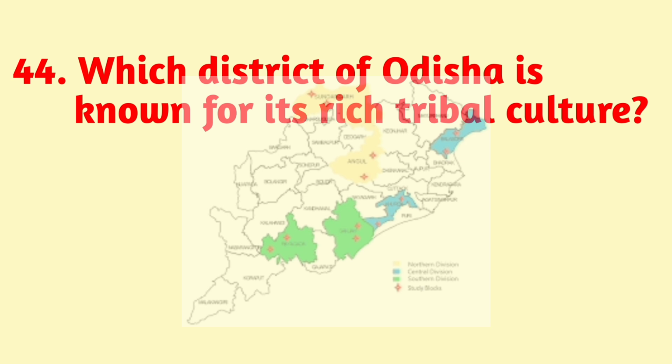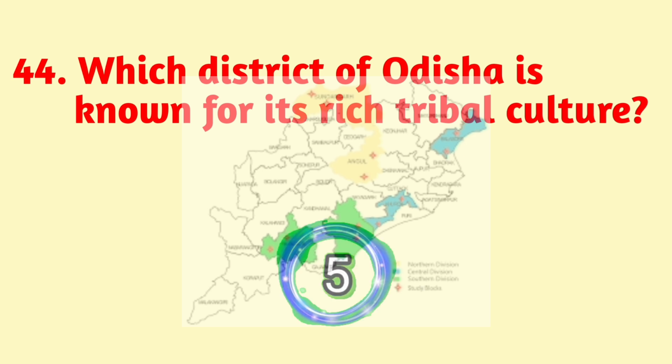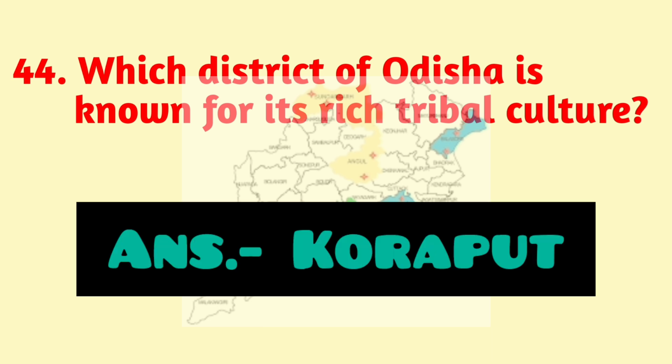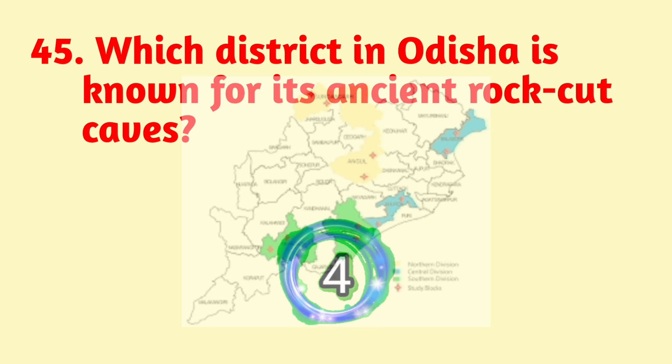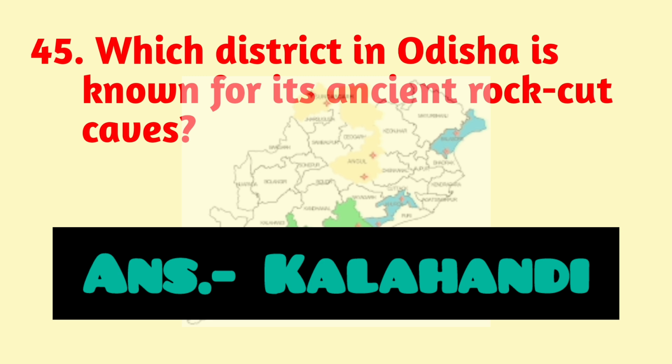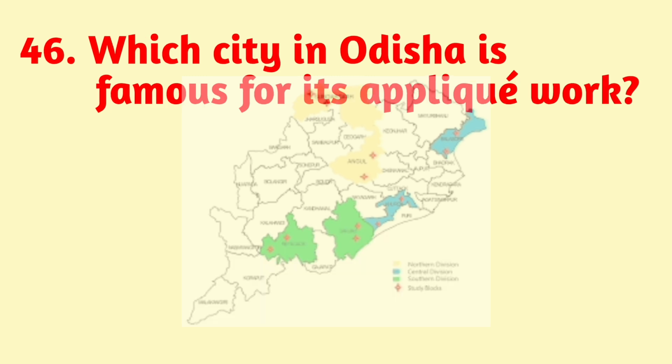Question number 44. Which district of Odisha is known for its rich tribal culture? The answer is Koraput. Question number 45. Which district in Odisha is known for its ancient rock-cut caves? The answer is Kalahandi.